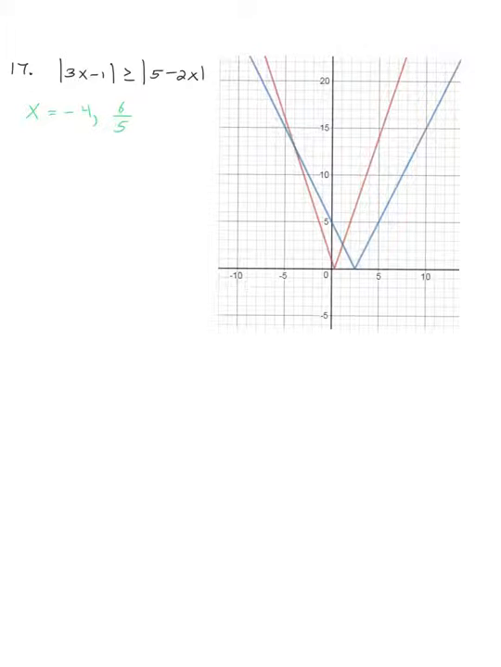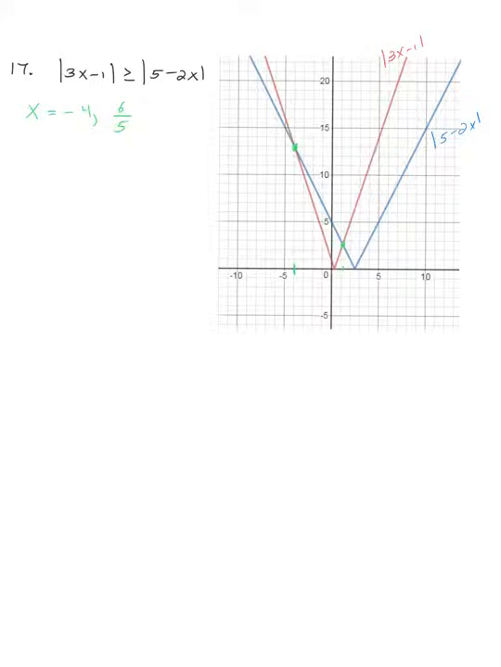For problem 17, we're referring back to problem number 9, where we already found the solutions are negative 4 and 6/5. So to mark those on here, there's the one at negative 4, and this is a little bit past 1, so that's got to be 6/5 and negative 4. Okay, I want to know where the absolute value of 3x minus 1, that's got to be the red graph, is greater than or equal to the absolute value of 5 minus 2x. It's got to be the blue graph.